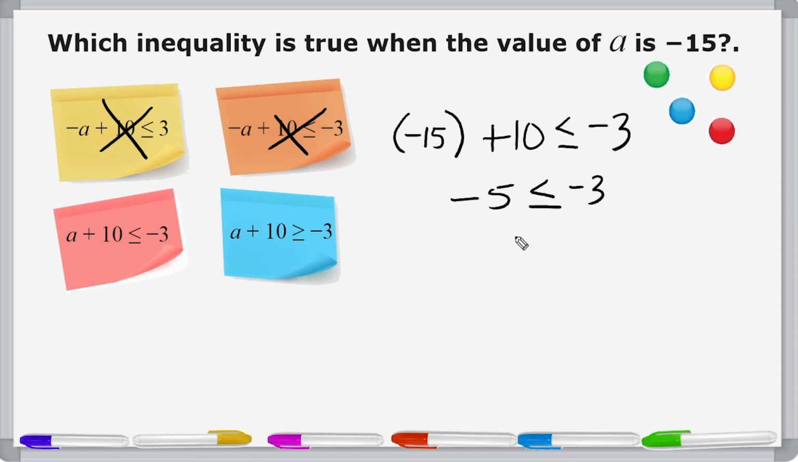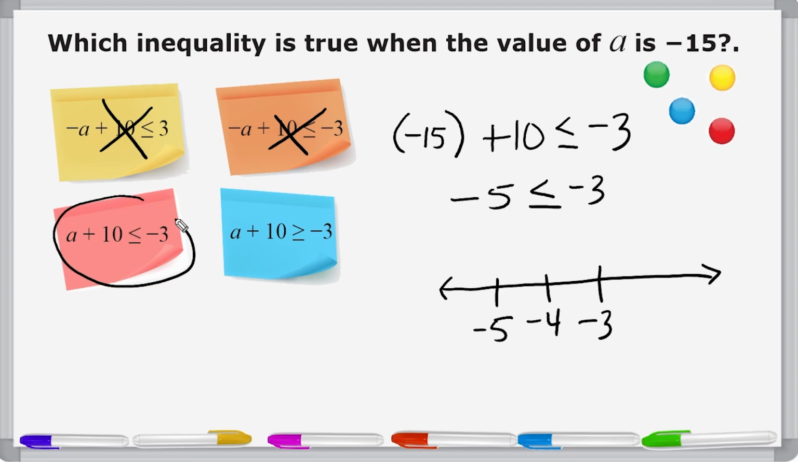Now, what I've noticed in the past is many students will get this confused right here. They'll think that negative 5 should be greater than negative 3, but if we look at a number line and understand where the position of each one of these integers are on the number line, we would clearly understand that negative 5 is to the left of negative 3, therefore it has a lower value than negative 3. Therefore, negative 5 is, in fact, less than negative 3. So this is the inequality that if we were to substitute a with negative 15 would produce a true statement. Therefore, this one we can exclude as a possible result.